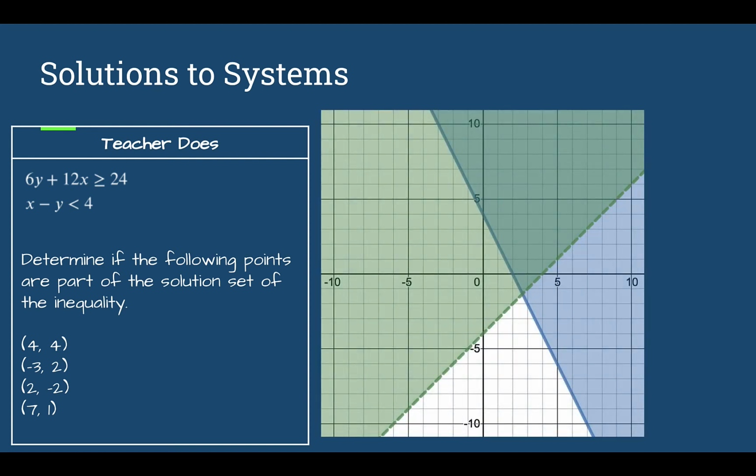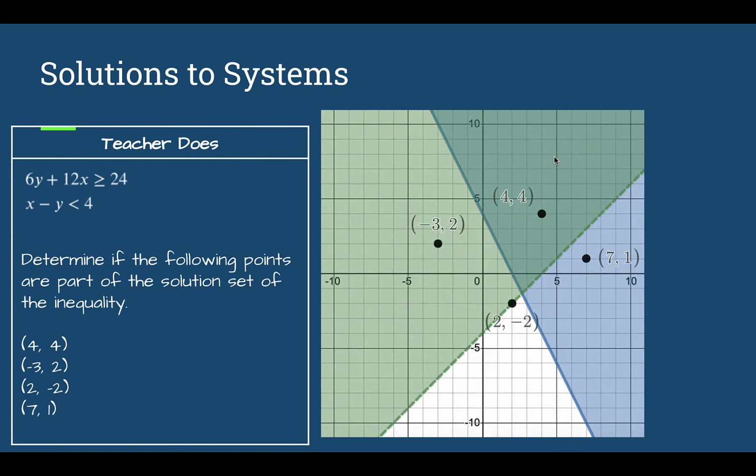Check your answer. First, your system of inequalities should have looked like this. Our double shaded area that we want to look for is going to be up top and to the right. If we were to check each coordinate, the first one, 4, 4, falls within the double shaded area. The second one, -3, 2, is in one shaded area but not the other. Third one, 2, -2, is on the dashed line, so no. And 7, 1 is in one shaded area but not the other. So the only one that you should have picked was 4, 4.